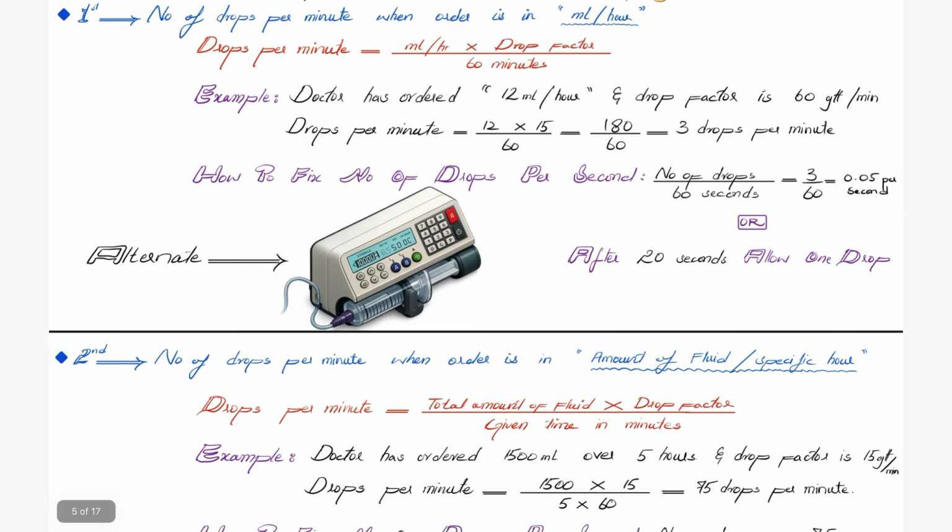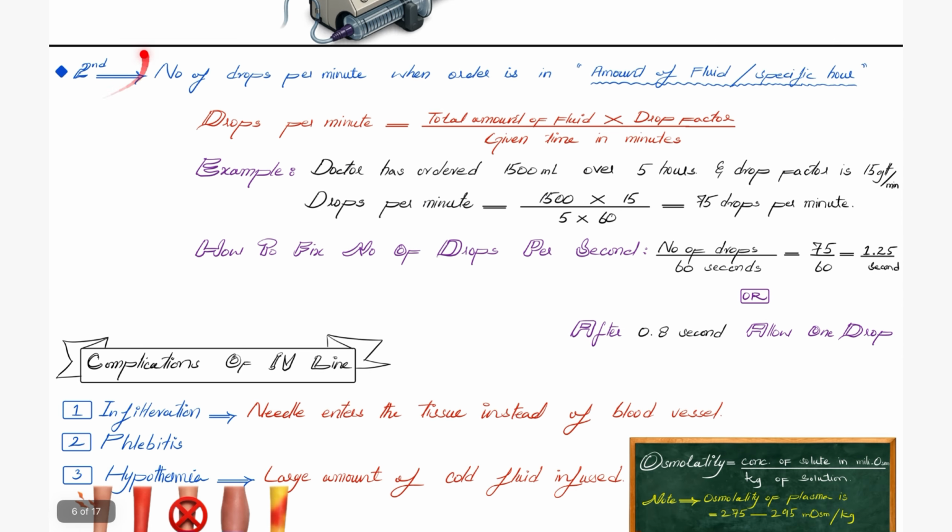In the second case, we have to calculate the number of drops per minute when the order is in an amount of fluid that should be given over a specific time. Drops per minute is calculated by the formula: the total amount of the fluid, it can be 500 or 1500 ml, whatsoever the total amount of fluid is, multiply it with the drop factor of that specific drip set and divide it by the given time in minutes.